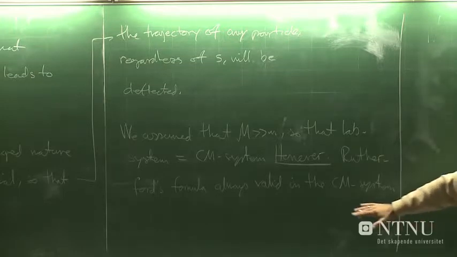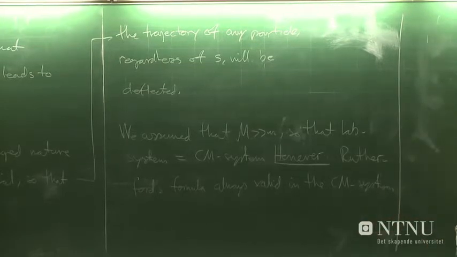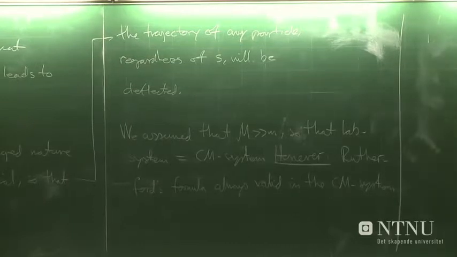However, Rutherford's formula, which we have derived, is always valid in the center of mass system. So it means that we can relax our assumption of large m being much greater than small m, and thus having, for instance, comparable masses. And as long as we consider the center of mass system, this formula will still be valid.